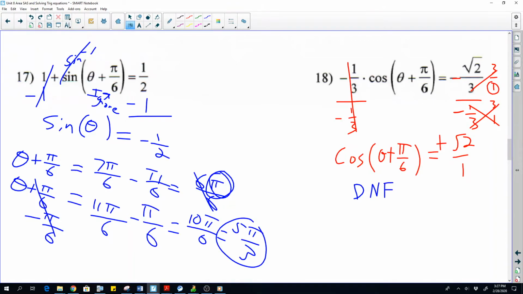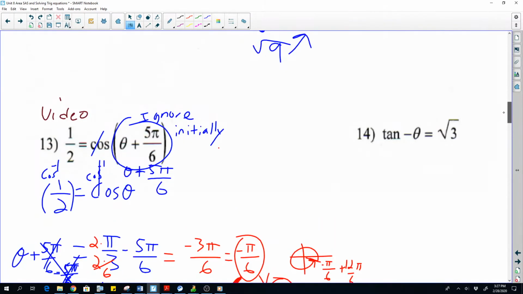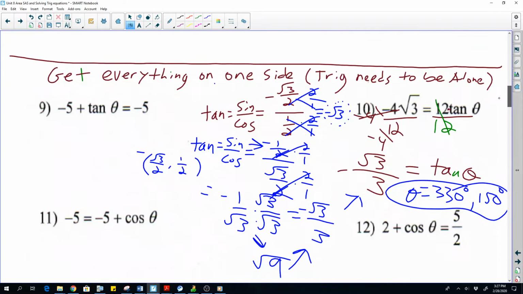So it does not exist. This one is undefined because there is no radical 2 by itself on the unit circle. There's a radical 3, but not a radical 2. Where'd that come from? Oh yeah, we did it right there.